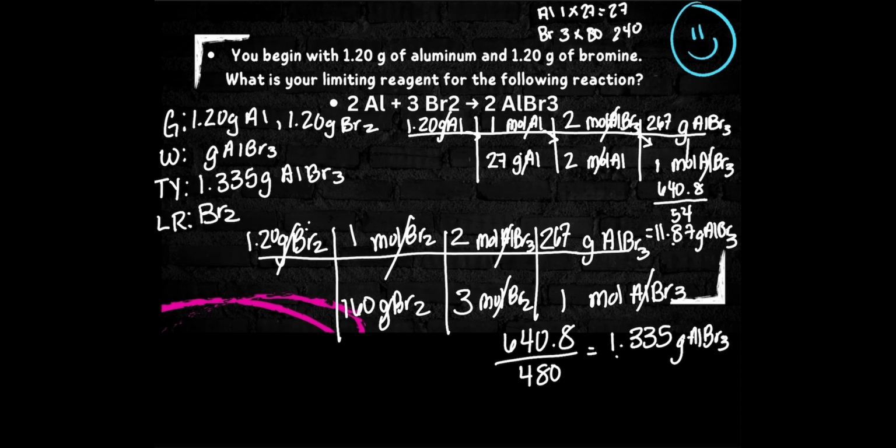That leaves the one that was our largest number, 11.87. That means the reactant that we started with, which was Al, will be considered our excess reactant. In our next video, we will get into how to identify our excess reactant. So I'll see you in the next video.